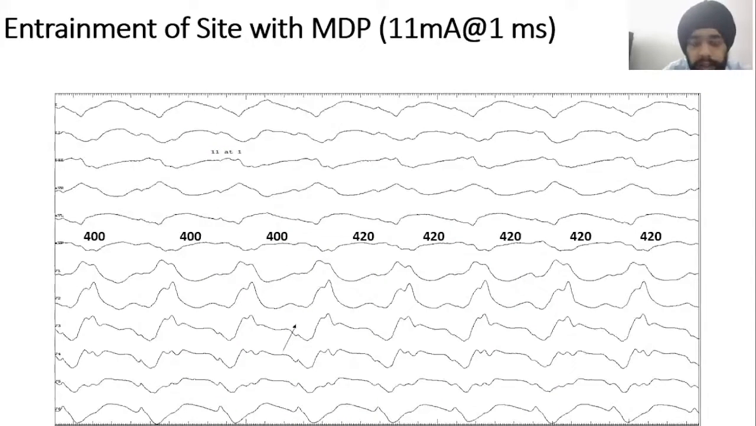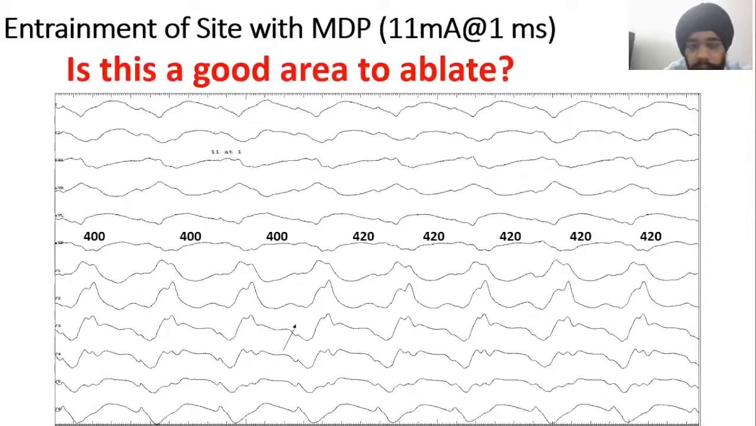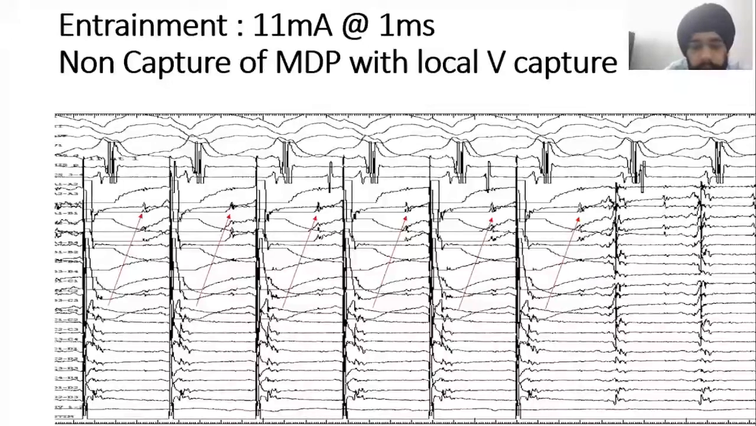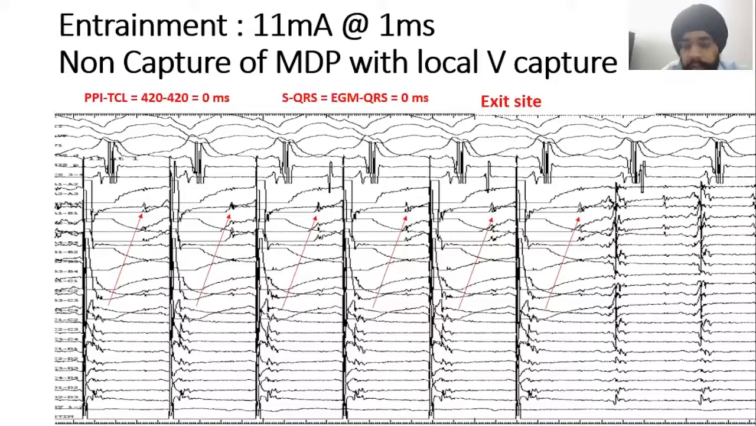First, we kept the pacing output at 11 milliamperes at 1 millisecond. We were able to accelerate the tachycardia. So we wondered whether this was a good area to evaluate. On seeing the intracardiacs, one can see that the mid-diastolic potentials have not been captured. However, the local V has been captured. The PPI minus TCL was 0 and the stim to QRS was at the onset of QRS, which was similar to EGM to QRS, suggesting that this was the exit site of the tachycardia.